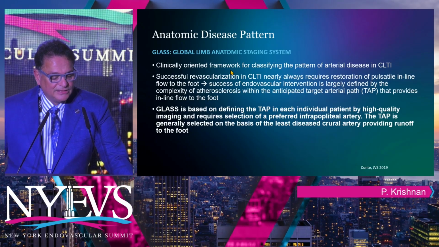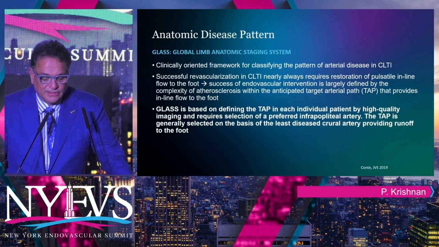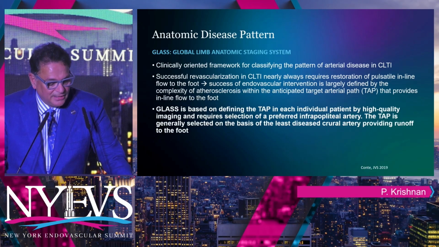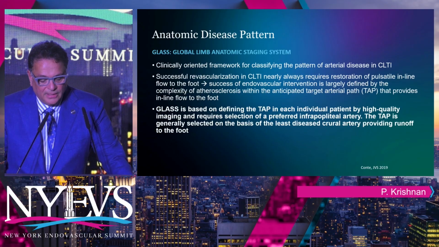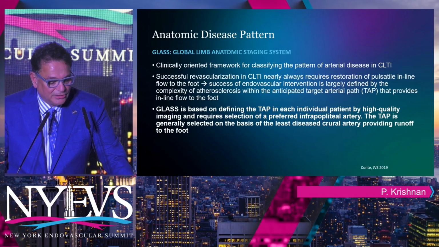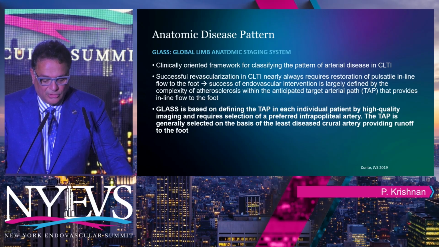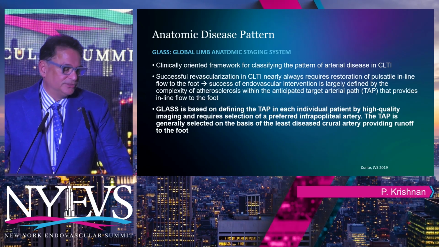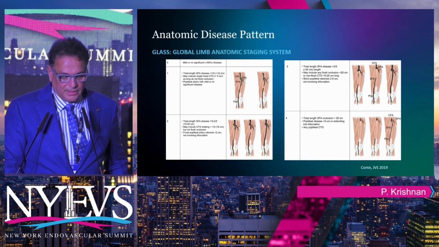So GLASS is based on defining the TAP, or the targeted arterial path, in each individual artery by high quality imaging and requires selection of a preferred infrapopliteal artery. The targeted arterial path is generally selected on the basis of the least diseased crural artery providing runoff to the foot. So basically getting straight line flow into the foot, okay? Let me go forward here.